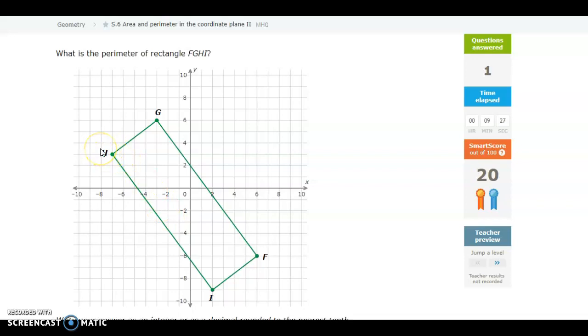Okay, so sometimes you're going to be finding the perimeter, sometimes you're going to be finding the area, so you have to use the distance formula to help you find the pieces that you need to then plug it into our area formula or to add up our sides.